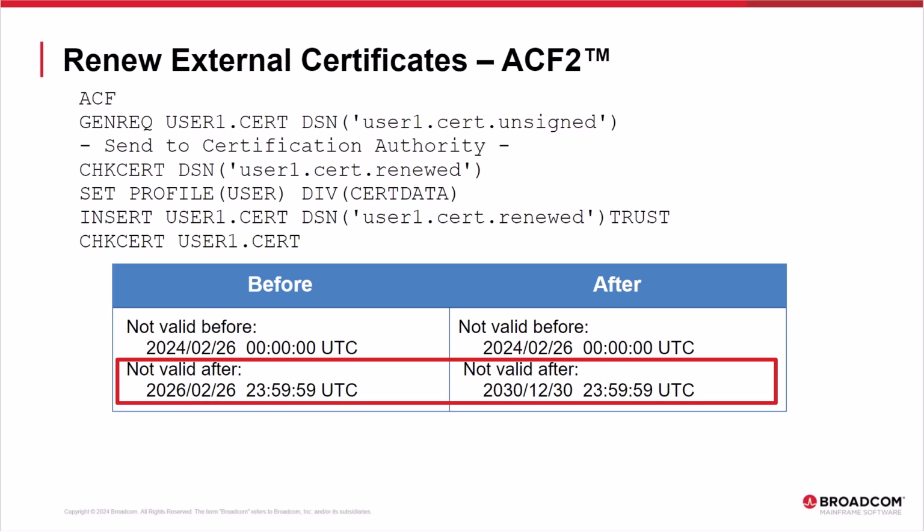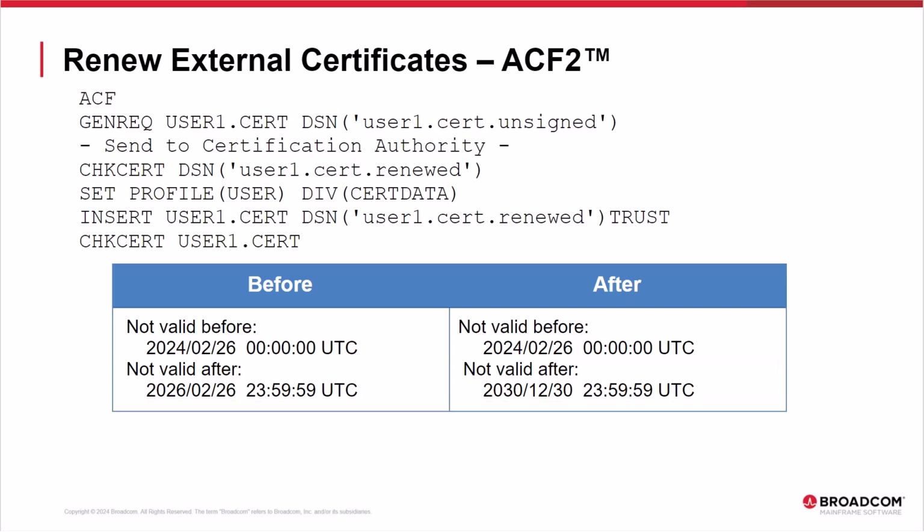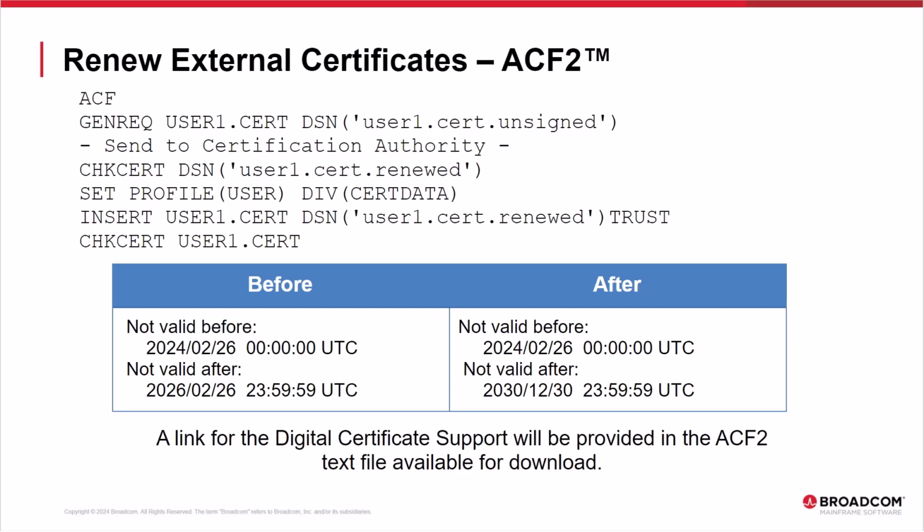For ACF2, here are the commands to renew an expiring certificate signed by an external CA, while maintaining the same private key for the certificate being renewed. The output from the check cert command will show you that the expiration date, labeled as not valid after, has changed. A link for the digital certificate support will be provided in the ACF2 text file available for download.